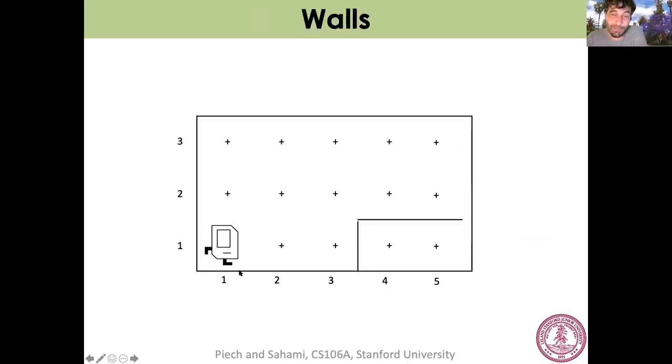Karel's world has some components. One component that you need to know about are walls. Karel can't walk through walls. If Karel tries to walk through one of these walls, Karel will create an error.